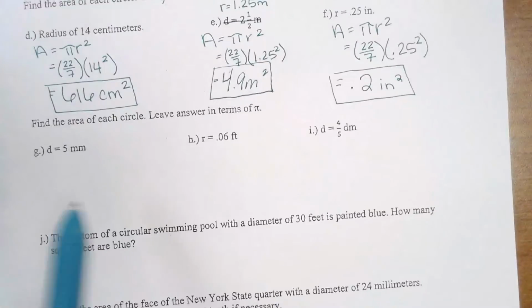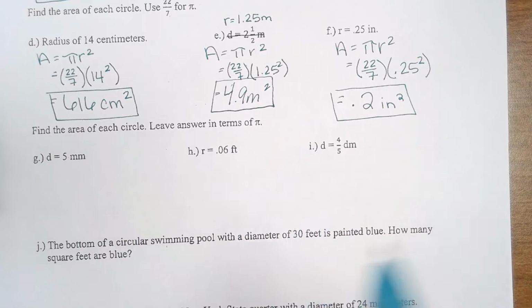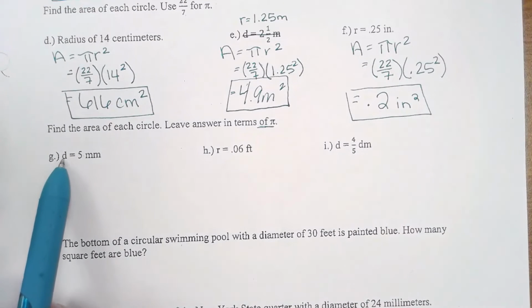All right, so the last set of questions here, find the area of each circle, leave your answer in terms of pi. So when they say to leave your answer in terms of pi, that just means that you're not plugging anything in for pi. You're not plugging in 3.14, you're not plugging in 22 over 7. You're just going to leave pi alone and then keep pi in your answer. Okay, so let's do a problem together.